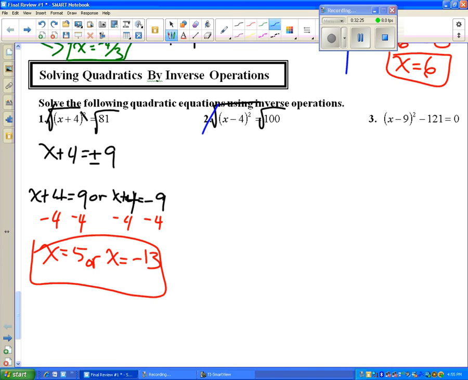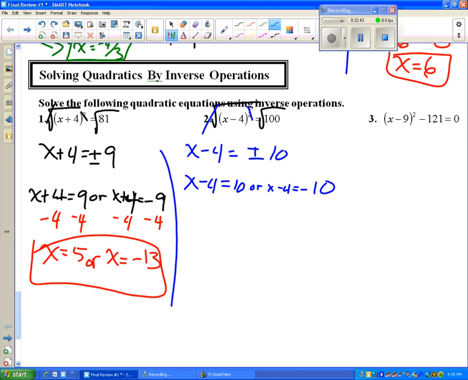Number 2, again, quantity squared on the left, square root both sides. The square and the square root cancel, leaving x minus 4. The square root of 100 is 10. The other square root of 100 is negative 10. So I have x minus 4 is equal to 10, or x minus 4 is equal to negative 10.